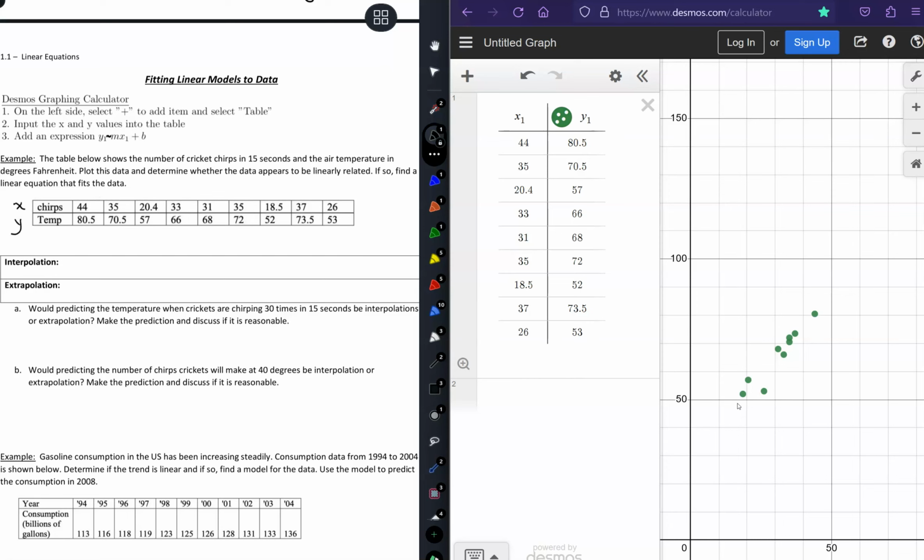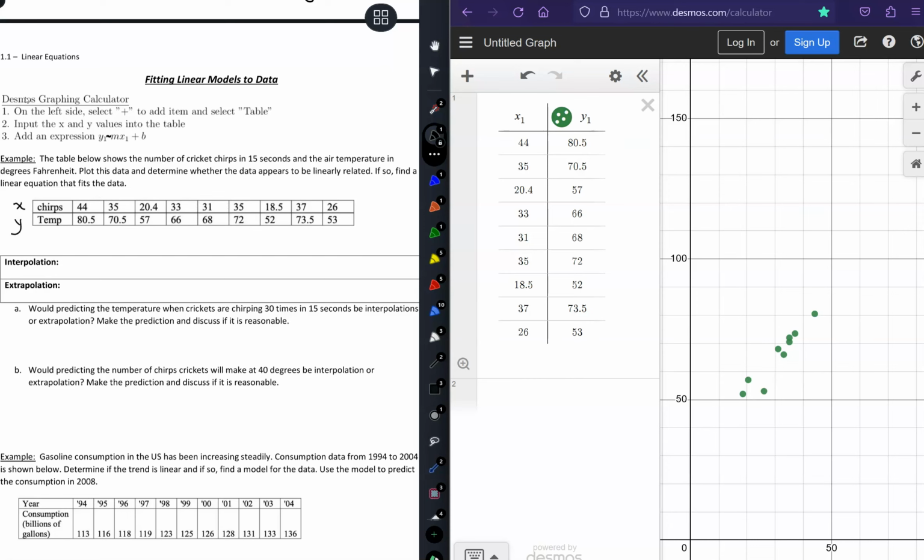So what we can do is visualize this line going through the data, and where this line will be beneficial is that we can then use that equation to make estimations. We can predict what would happen. So even though we don't know what the temperature is when there are 30 cricket chirps, we could use this line to estimate what the temperature is when we hear 30 cricket chirps in 15 seconds.